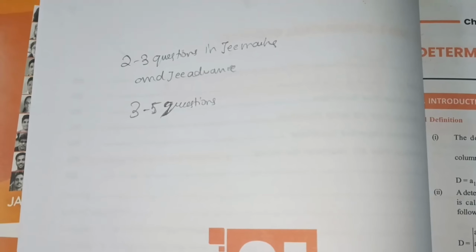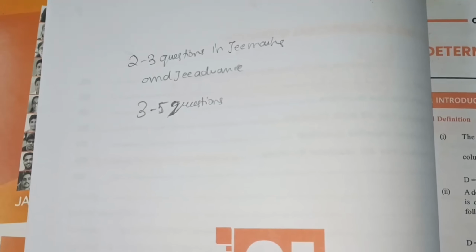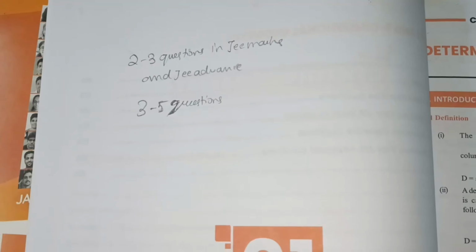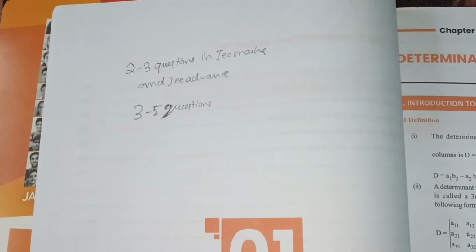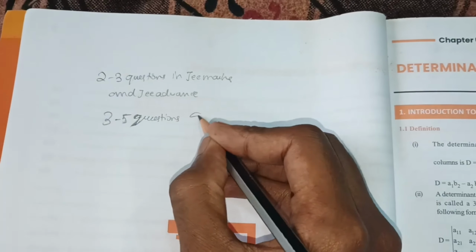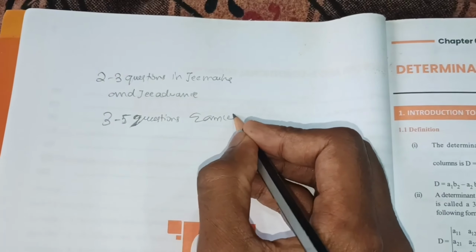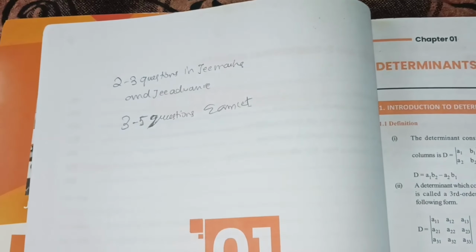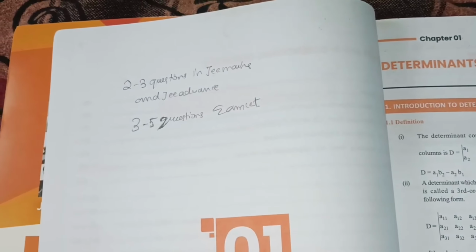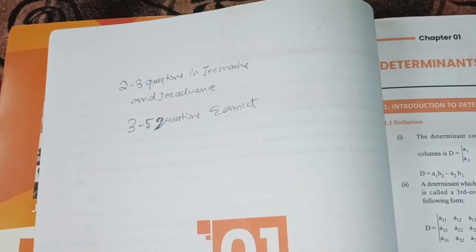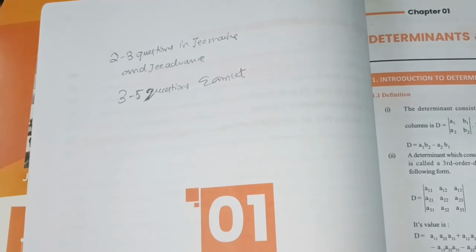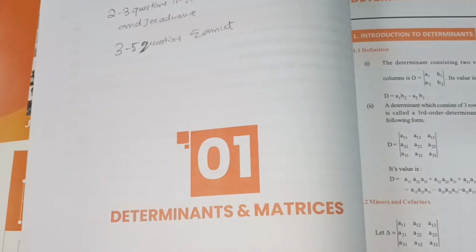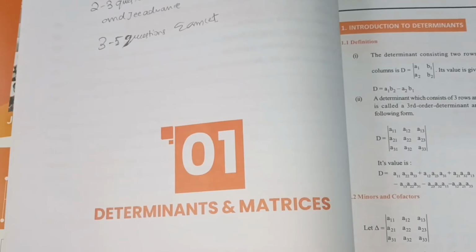So here, 2 to 3 questions in JEE Mains and JEE Advanced come from matrices and determinants, and 3 to 5 questions in the MSET examination. MSET is a state level examination in Telangana state, and these questions may appear, up to 3 to 5 questions, in all the state level engineering entrance examinations. So let's understand the concept very clearly, about determinants and matrices now.